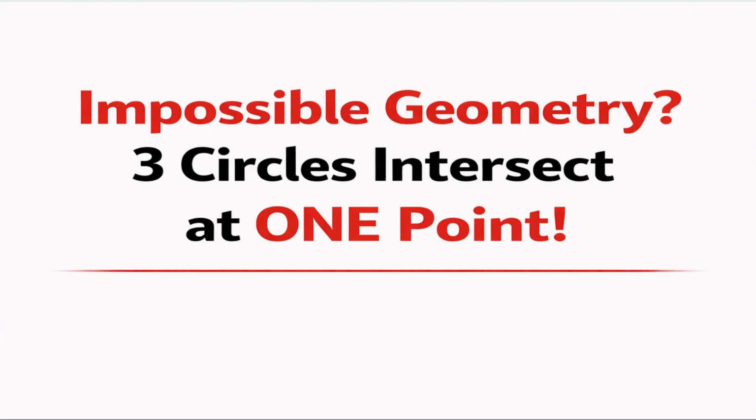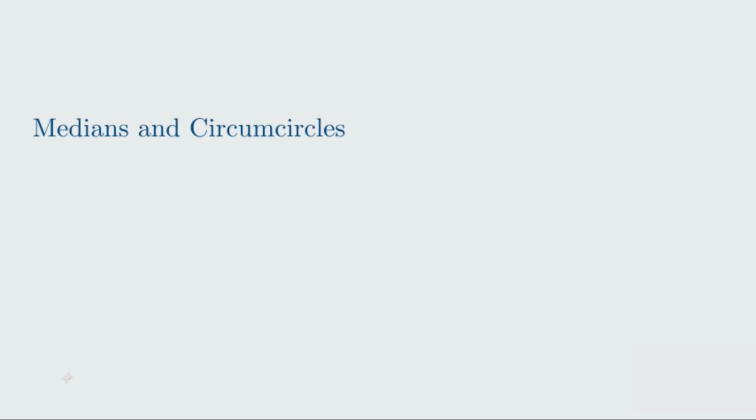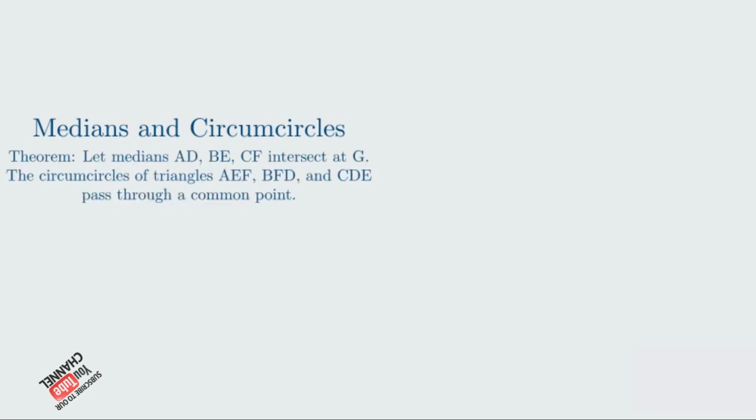Hello and welcome. In this video, we'll explore a fascinating and beautiful result from classical geometry. By the end of this lesson, you will be able to prove that the three circumcircles of specific triangles formed by the medians of another triangle all intersect at a single point. Let's state this more formally.